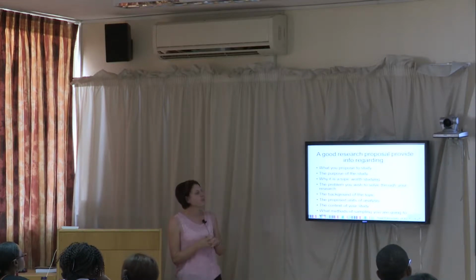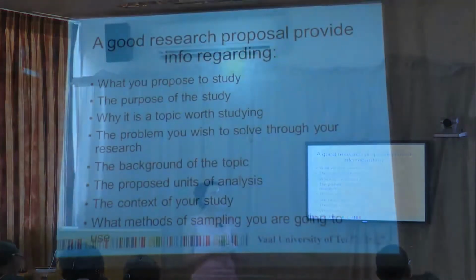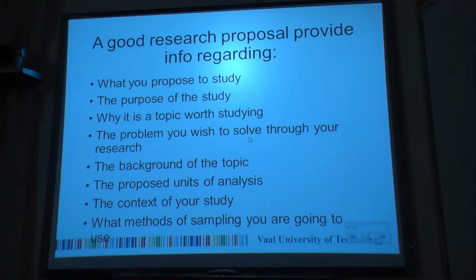So what does the research proposal include? A good research proposal provides information regarding what you propose to study. So it's your title, what is it that you're looking at? The topic, it gives the topic and the title of your study. The purpose or the objectives. Remember the primary objective and the secondary objectives, it comes into the proposal. I'm going to show you later where in the proposal.